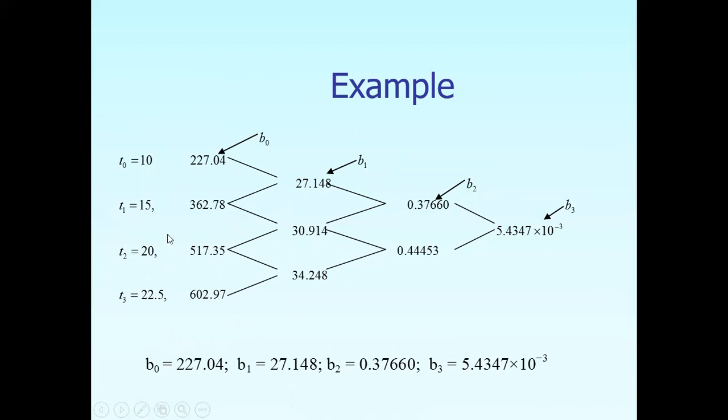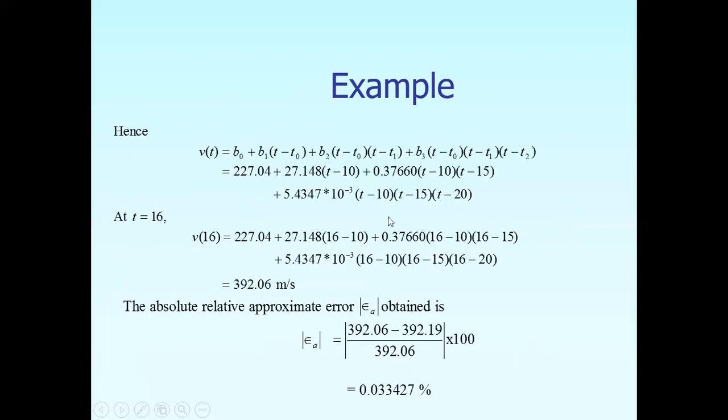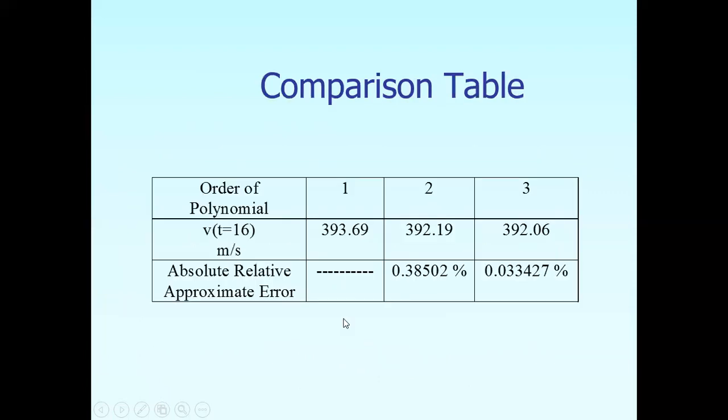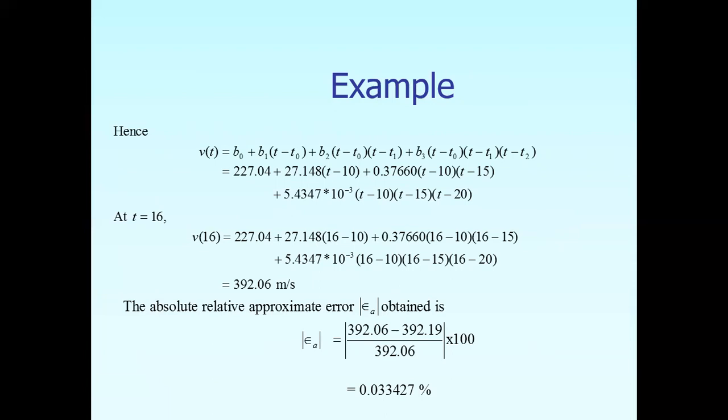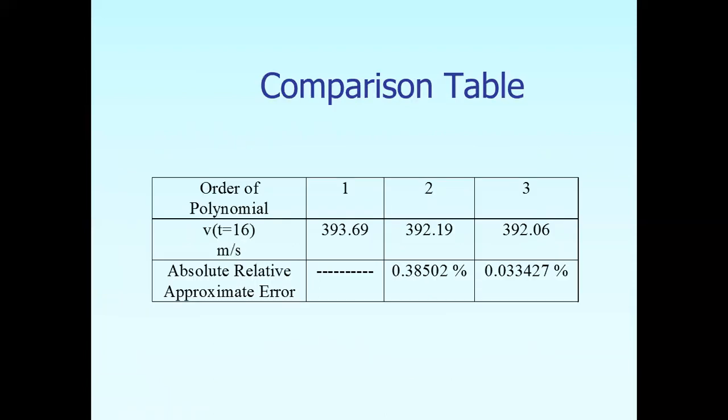t0, t1, t2, t3, y0, y1, y2, y3. Again, this is b0, b1, b2, b3. b0 is 227.04, b1 is 27.148, b2 is 0.37660 and b3. Put all the values in that equation and put t is equal to 16 and find the answer. And this is the final answer for the velocity at t is equal to 16 by using this Newton divided difference method.